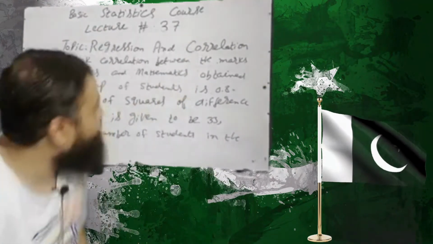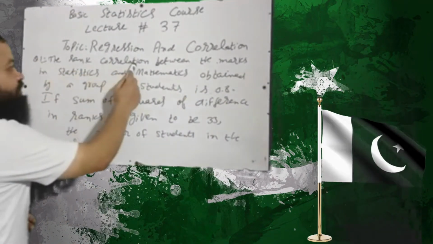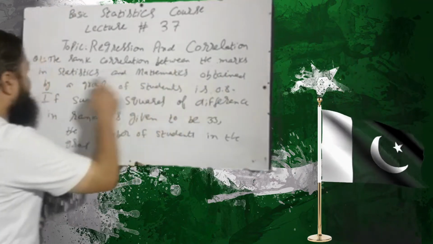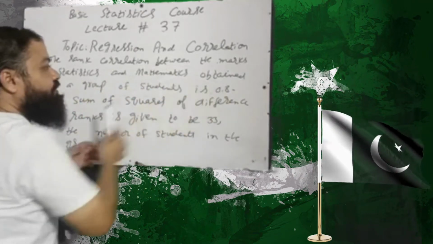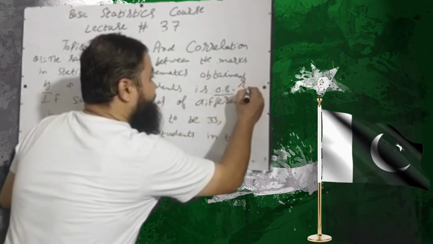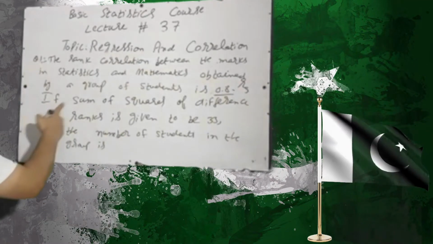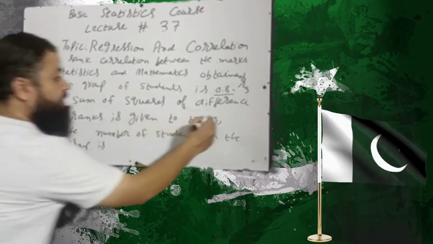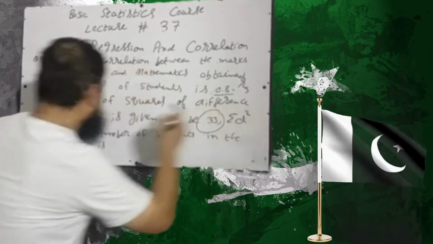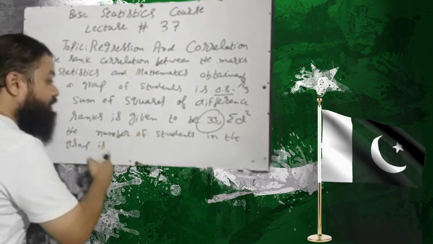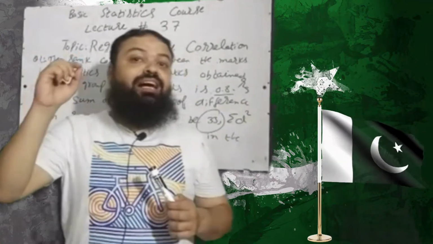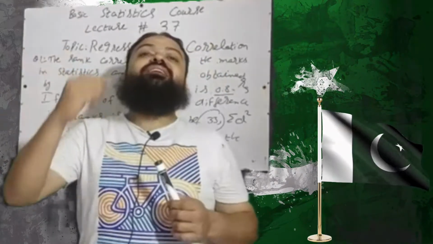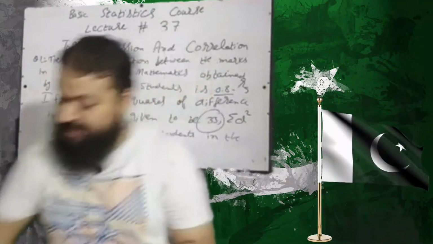Let's start. Question number 1: the rank correlation between the marks in statistics and mathematics obtained by a group of students is 0.8. It is RS, the rank correlation coefficient. If the sum of squares of difference in ranks is given to be 33, that is summation d square, and the number of students in the group is small n. Our requirement is to find small n when r is given and summation d square is also given.